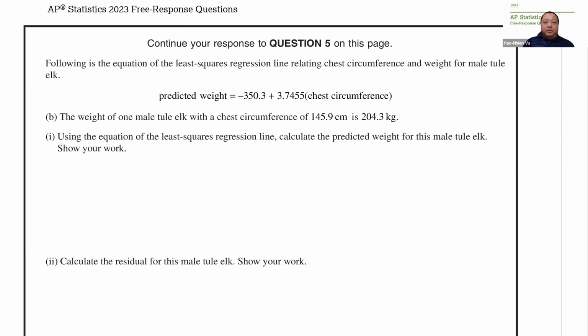Following is the equation of the least squares regression line relating chest circumference and weight for the male Tule elk. Predicted weight is equal to that. And part B asks, the weight of one male Tule elk with a chest circumference of 145.9 is 204.3. Using the equation of the least squares regression line, calculate the predicted weight for this male Tule elk. Show your work. Predicted weight of this male Tule elk. Sometimes I just copy down the question.